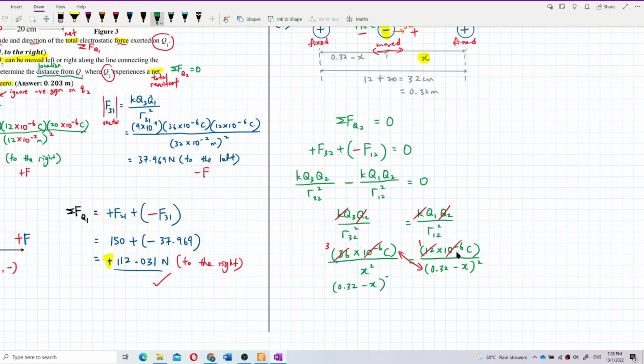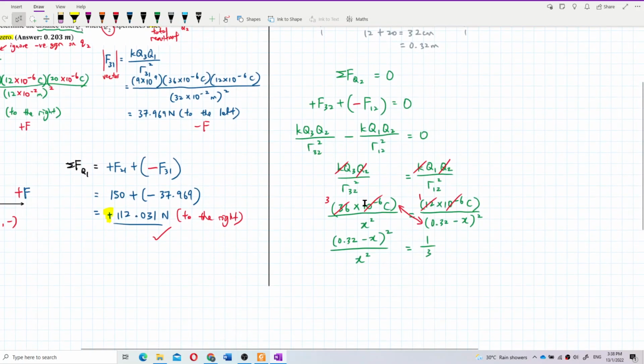Okay, let me solve it for you. So this one becomes like that. This one is 1 over 3. Okay, 3 goes below here. And then how do I solve this one? Just square root both sides. Actually, this one you have a positive negative sign.